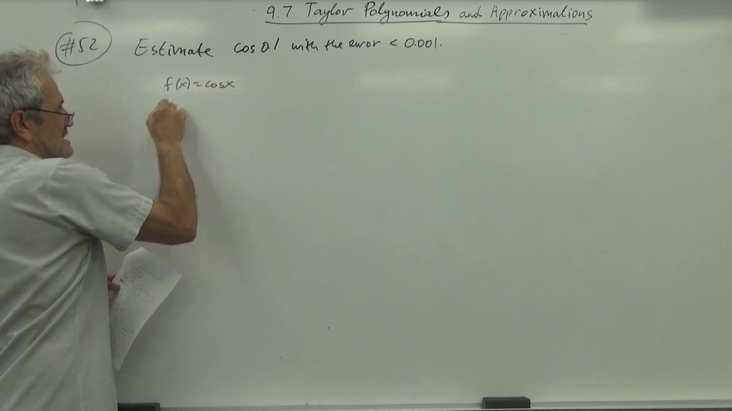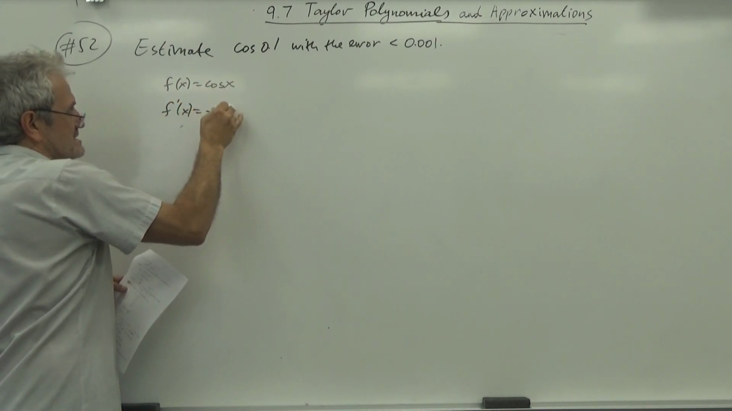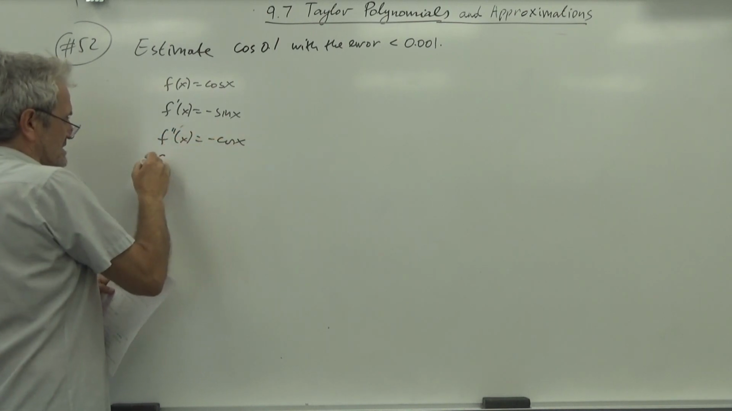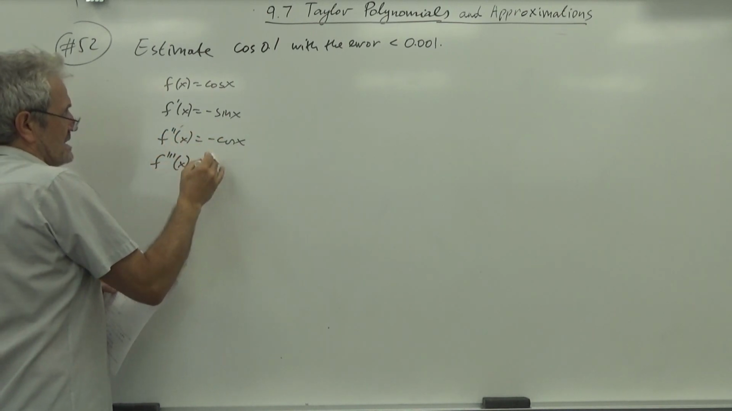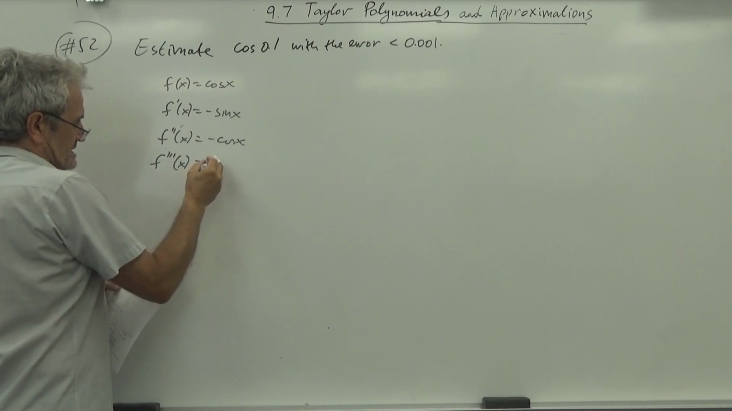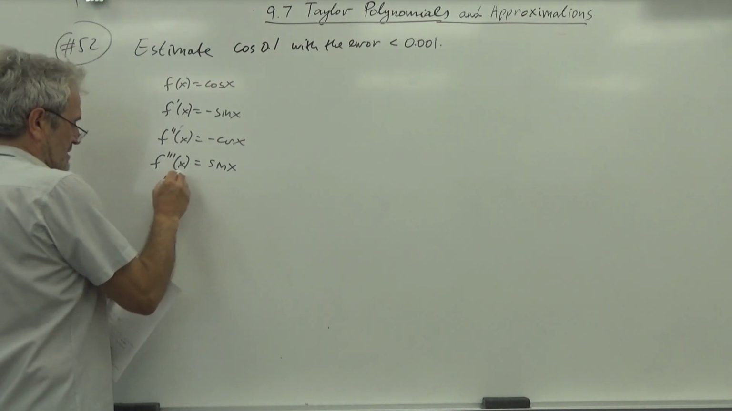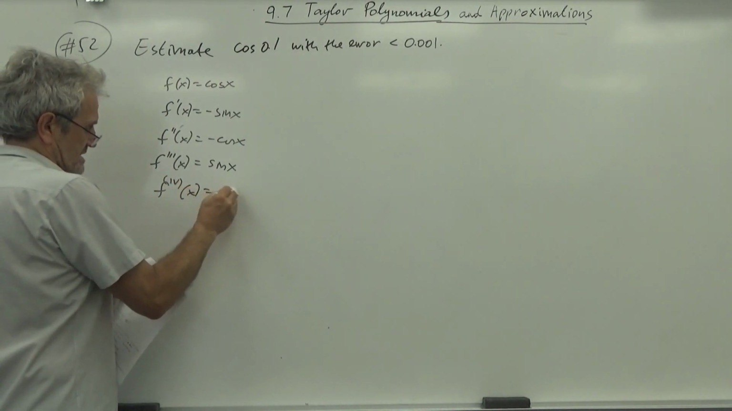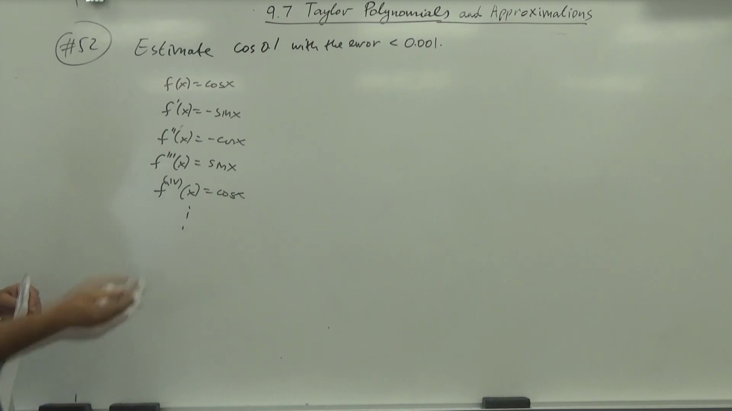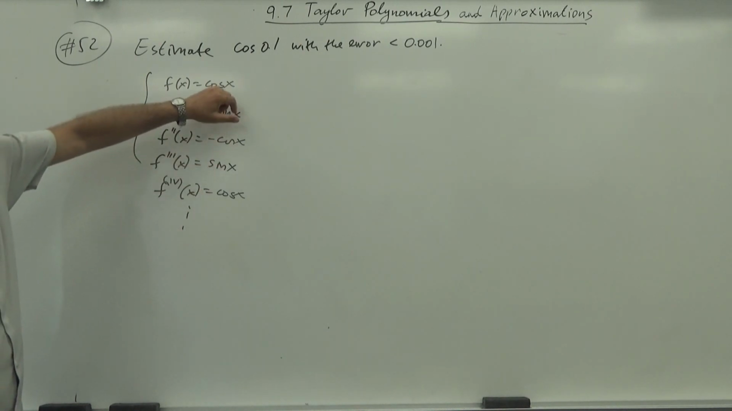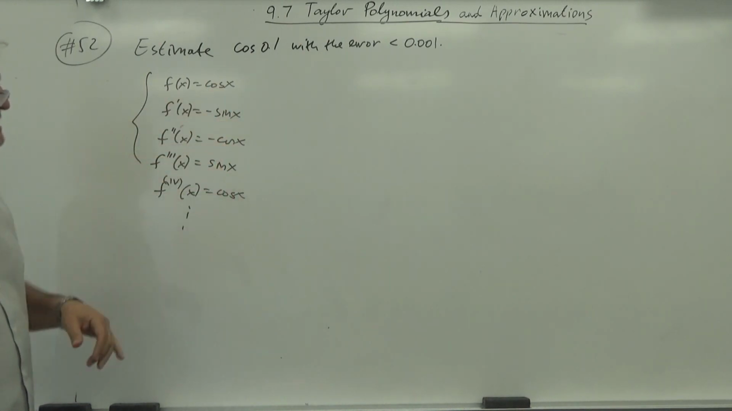f of x is cosine x, f prime of x is negative sine x, the second derivative is negative cosine x, and the third derivative is sine x. And then the fourth derivative is cosine x and so on. So you can see quite easily that we have a pattern that repeats after every 4 derivatives: cosine, negative sine, negative cosine, sine, and so on.